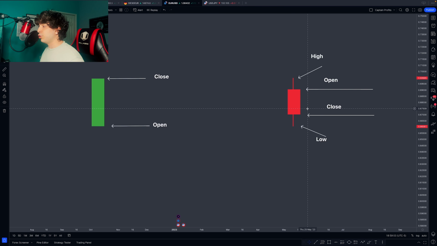But being that the close is lower than the open, this would be a red candle, or also a bear candle. And then this is a bullish candle, since it's going up. Bearish candles are going down. Now that you have a bare bones basic understanding of the market and candlesticks, let's get a chart pulled up so we can see what all this actually looks like.